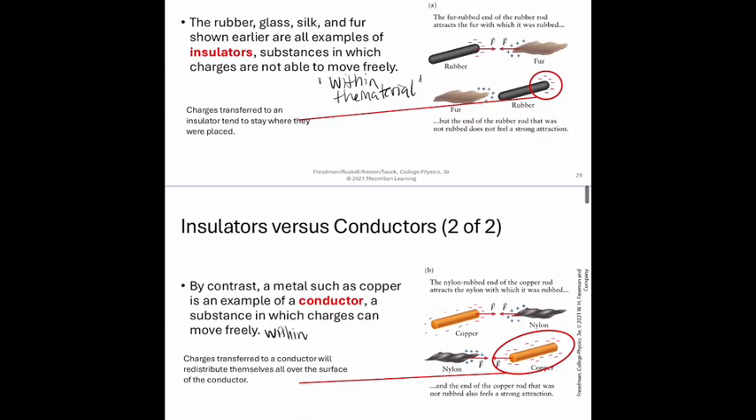And so then you have the copper rod, both sides of it will have this attractive quality between it and the nylon rod, whereas the insulating rubber rod would only have this force of attraction on one side.